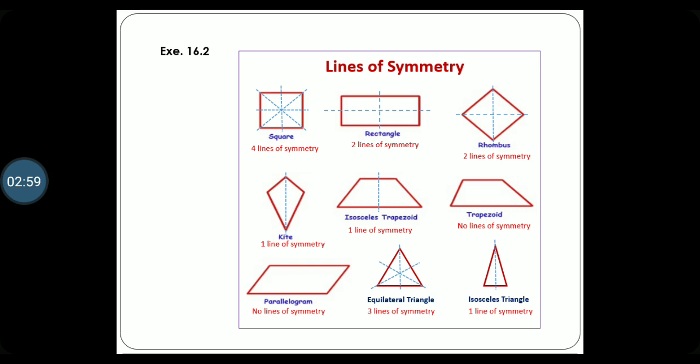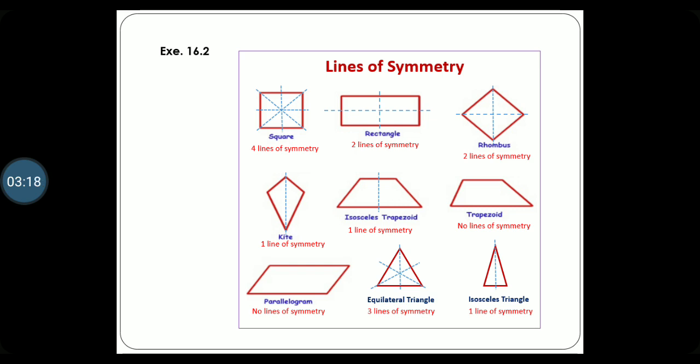And then number 4, copy and complete this drawing using the lines of symmetry. So basically you're going to fill in the half that is blank by copying exactly the other half at number 4.